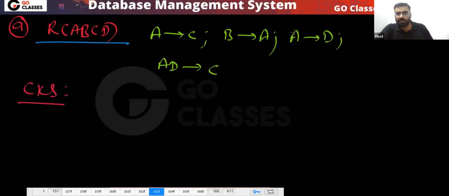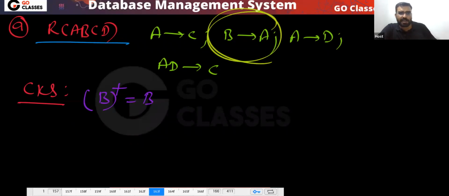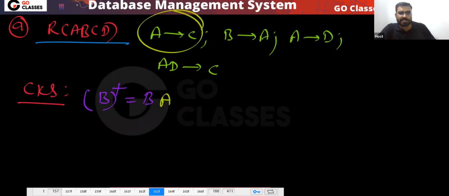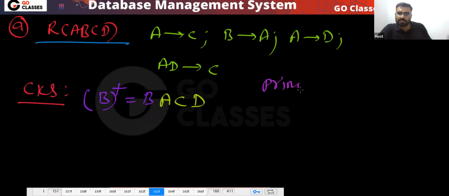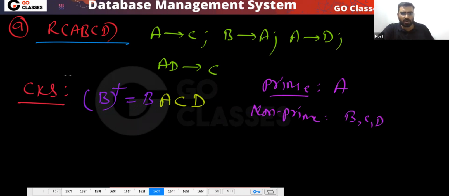You can notice B is not on the RHS. So what is B plus? B will determine A, A will determine C, and A will also determine D. So the only candidate key is B. The prime attribute is B, and the non-prime attributes are A, C, D. This is the only candidate key.